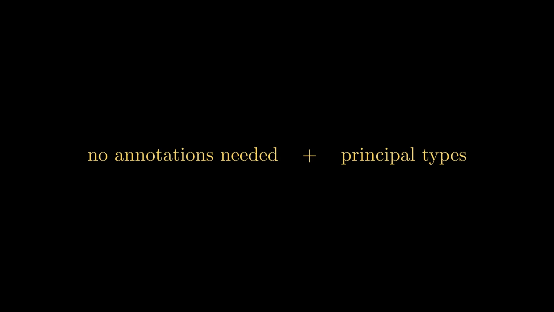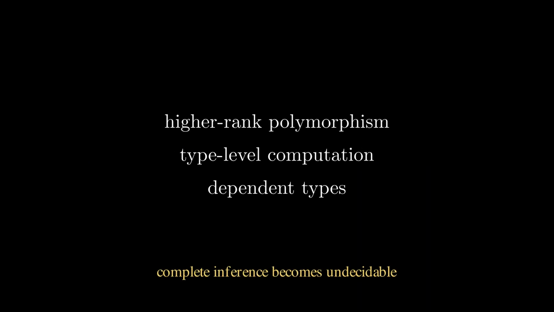For the simply typed lambda calculus with let polymorphism, this is enough. Every well-typed program has a most general type, and the algorithm finds it with no annotations at all. But once polymorphism can appear under a function arrow, or once types can depend on terms, complete inference becomes undecidable. Hindley-Milner cannot reach dependent type theory on its own.